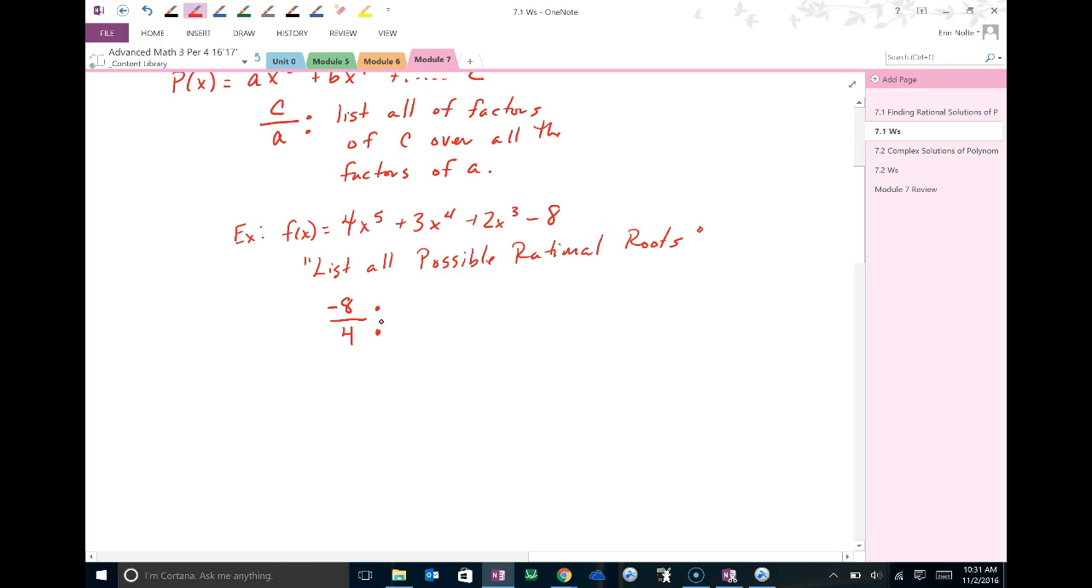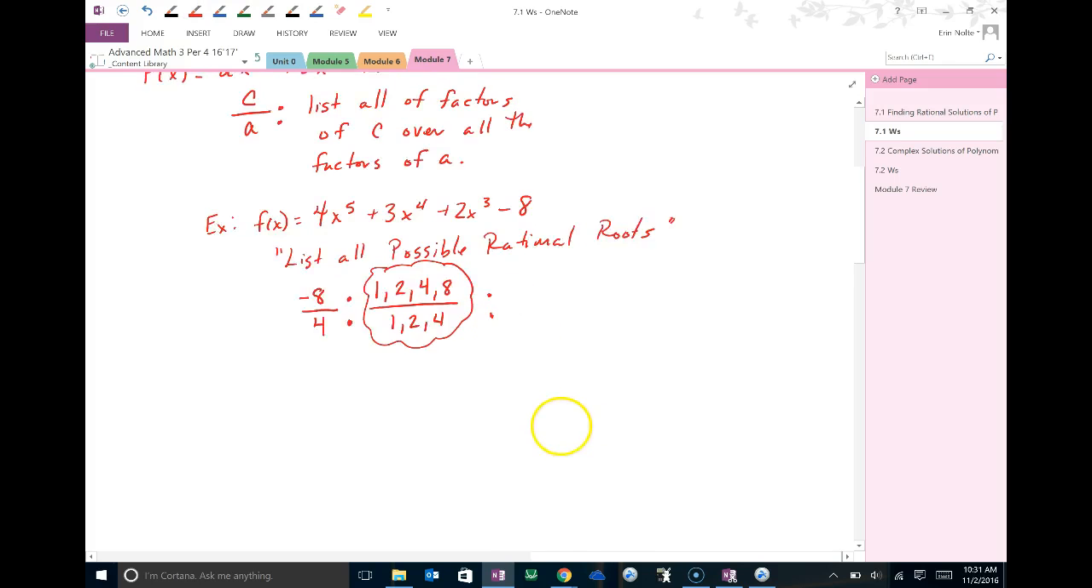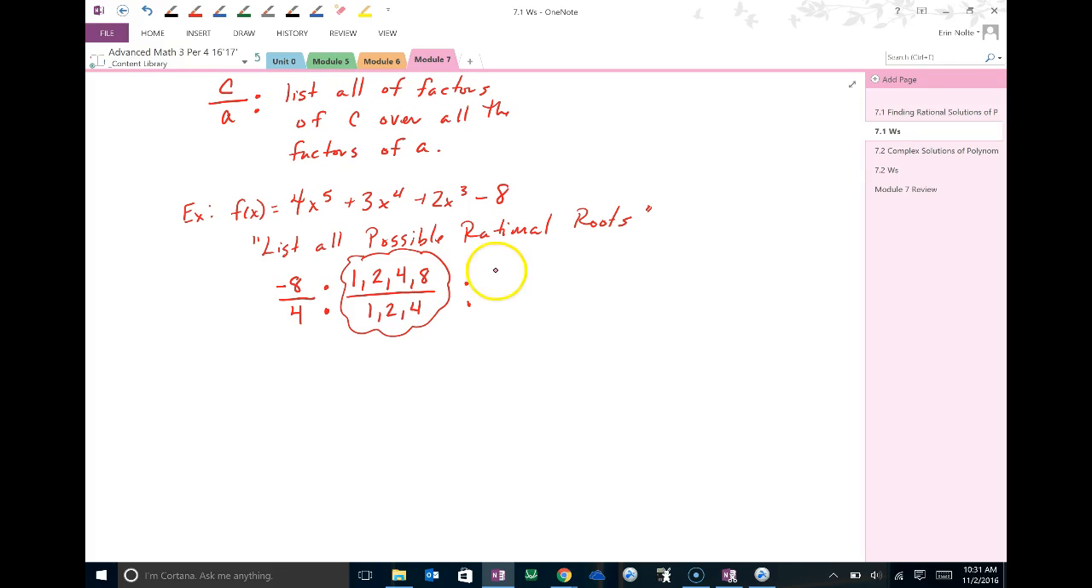Then I'm going to list all of the factors. What are all the factors of 8? 1, 2, 4, and 8. And what are the factors of 4? 1, 2, 4. This is kind of like a thought bubble, really. If I'm going to list all of the combinations, I'm going to do 1 over 1, 2 over 1, 4 over 1, 8 over 1. Then all the factors over 2: 1 over 2, 2 over 2, which is 1, 4 over 2, 8 over 2.